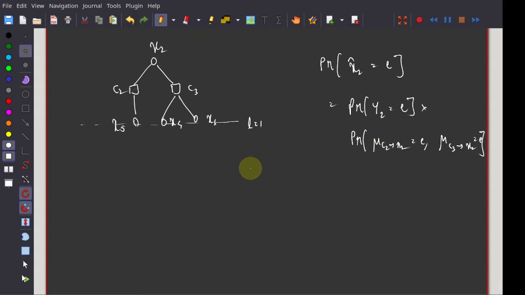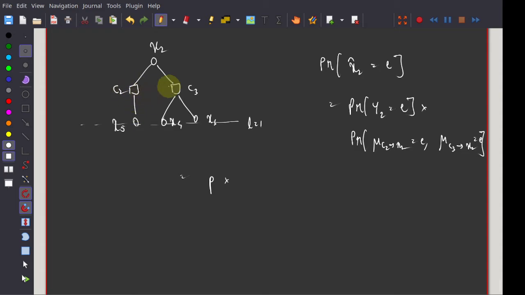Okay, so that is fine. What is the probability that this happens? It is P, the probability of erasure for the BEC, times the probability that this message is an erasure. So this is an erasure if this message is also an erasure.